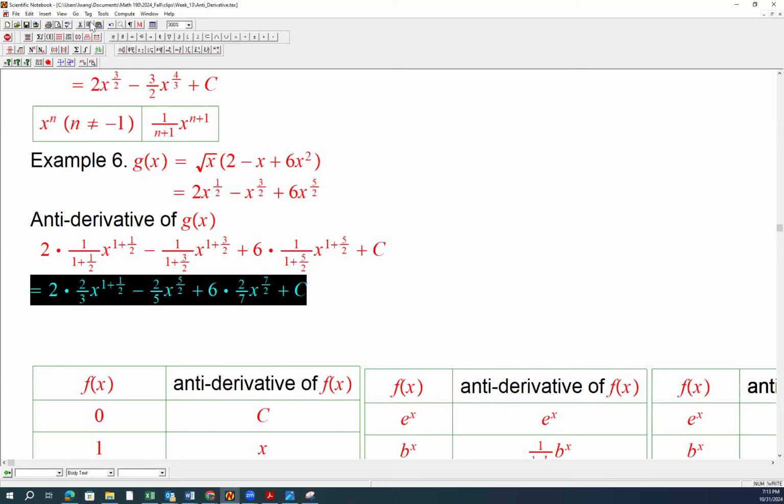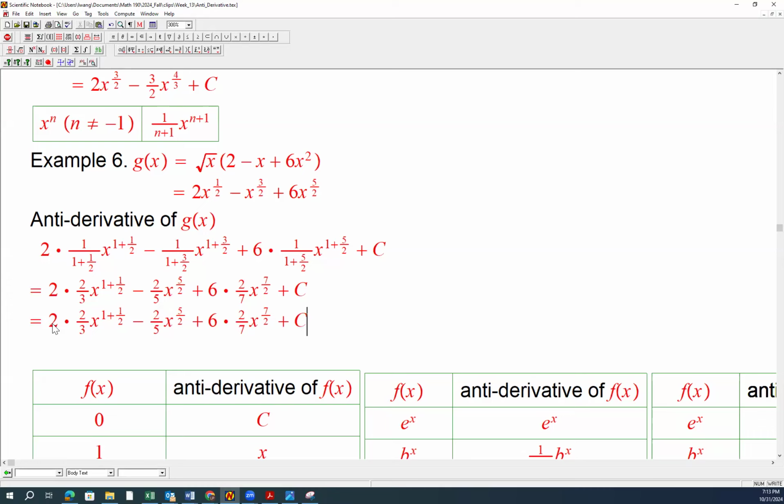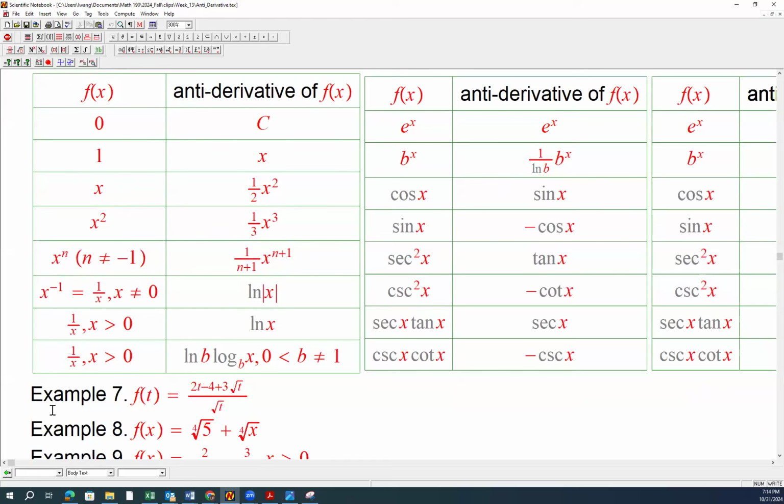And almost done. And the 2 times 2/3, that's going to be 4/3. 2/5, right? So this is going to be 3 half. We could have done that sooner, right? We could have done 3 half here, by the way. All right. This part is done, nothing to be done. And 6 times 2 over 7, that's going to make it 12 over 7. Done, finished. Okay. So next, example number 7.